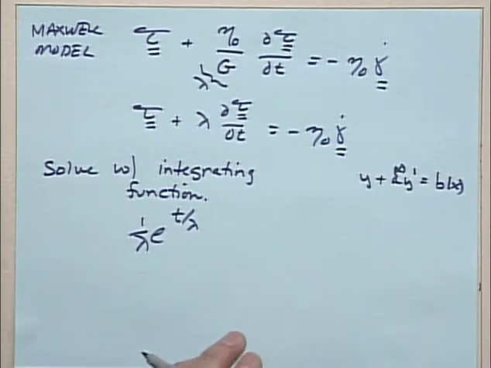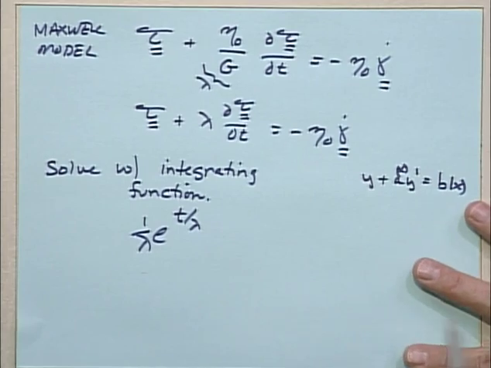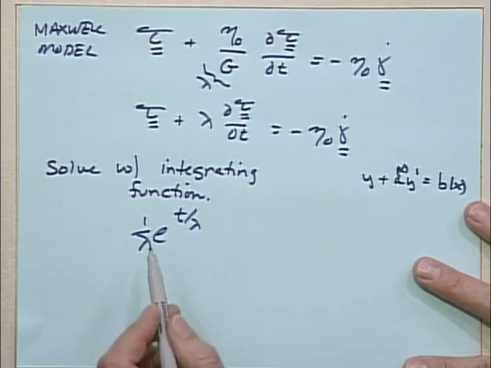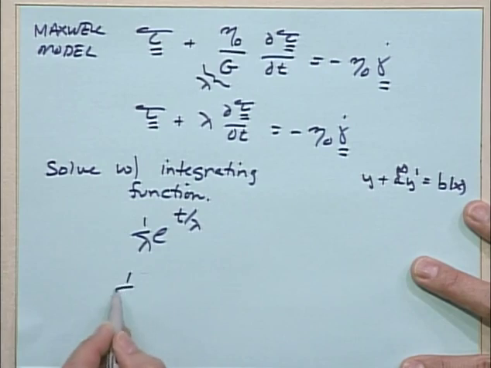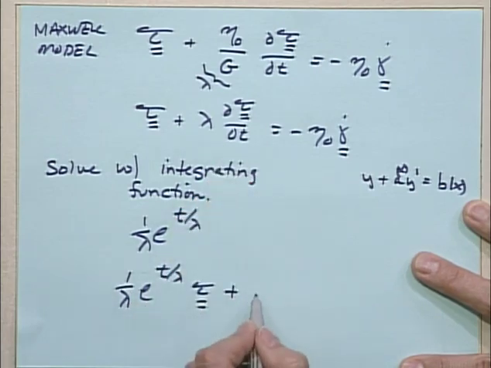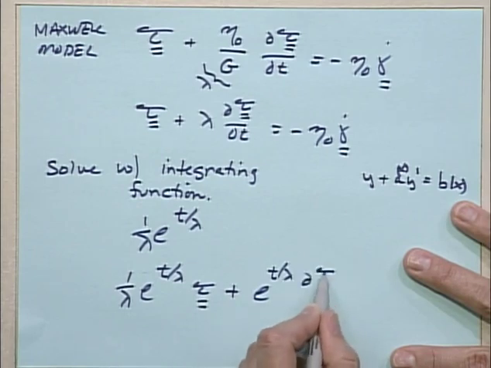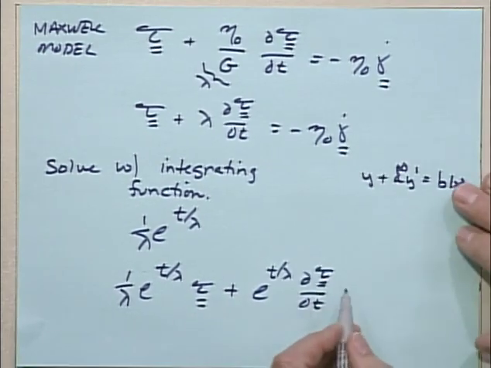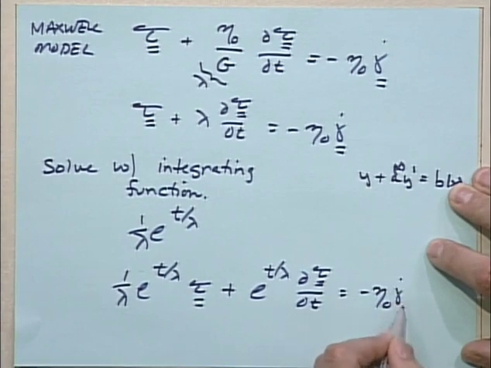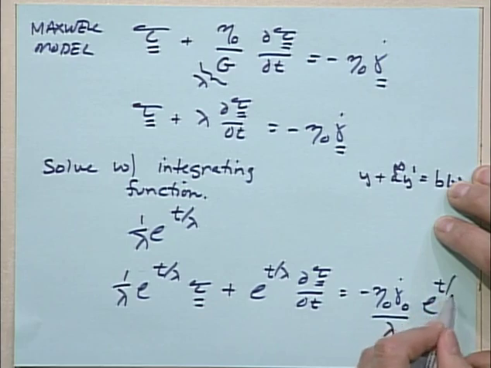Again, I don't want to spend a lot of time on differential equations, so if you want to know the details, go check your notes in differential equations. But you can at least follow what I'm going to do here. I'll multiply this through. I get 1 over lambda e to the t over lambda times tau plus 1 over lambda times lambda, which is 1, e to the t over lambda partial tau dt equals minus eta naught gamma dot naught 1 over lambda e to the t over lambda.